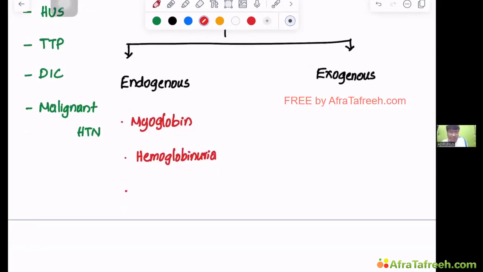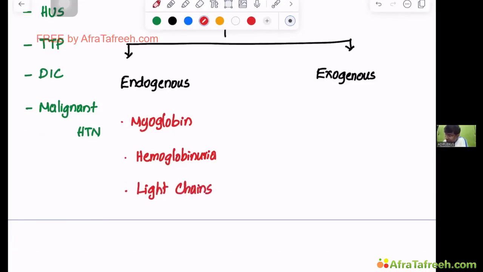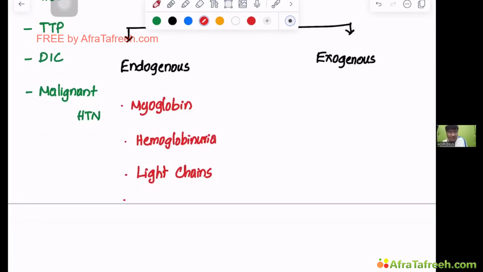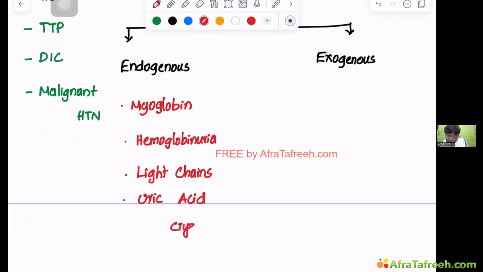Then in case of multiple myeloma, what are the abnormal substances which are formed in multiple myeloma? That is light chains. So these light chains, whenever they are passing through the kidney, they can damage the kidney. And in cases of gout or gouty arthritis, it is the uric acid crystals which can accumulate within the kidney, causing acute tubular necrosis.